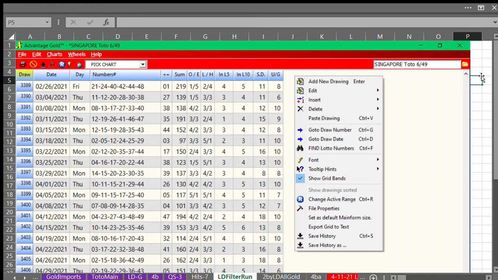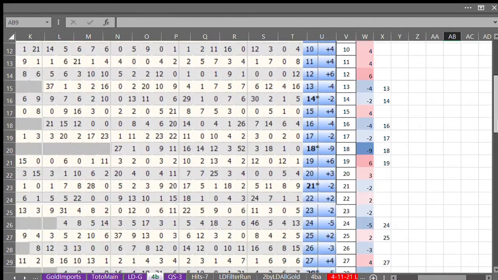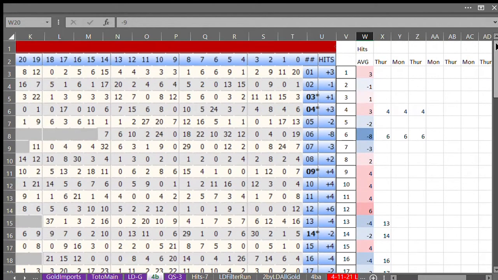This is part 2 of the filter run of the last digit 8's. In the last video I showed where I got the last digit 8's on the 4B. Basically it was here, I looked at the number 18, I saw it had quite a few dormant periods, it's -9, it's a possible trend reversal. It might not do it, but we're going to run the last digit 8's filter.